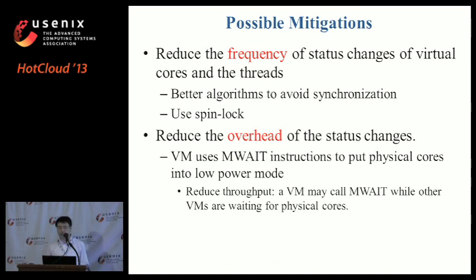To reduce the overhead of the status change, we may let a virtual machine use a special instruction like mwait to put the physical cores into lower power mode. So this method also reduces throughput, because a virtual machine may call mwait while other virtual machines are waiting for the physical core to run.